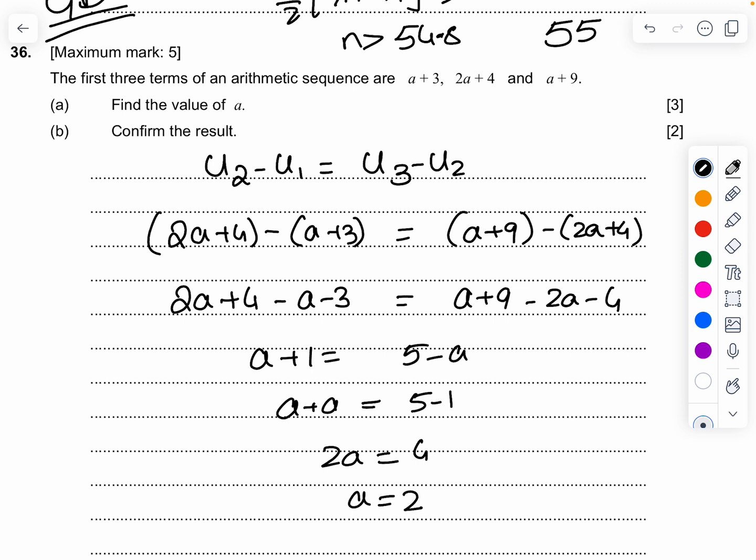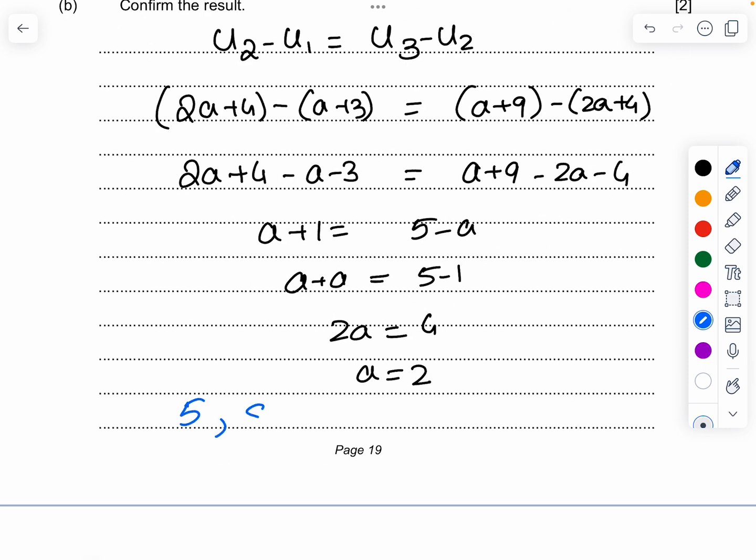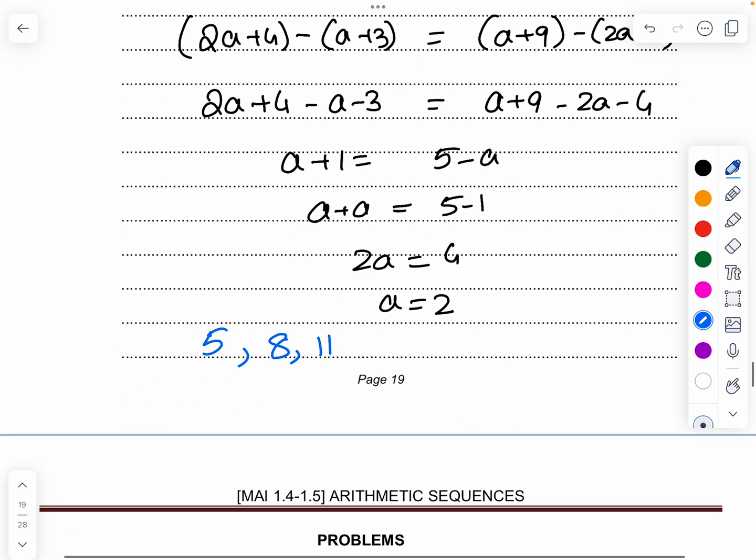Confirm the result. So if a equals 2, this becomes 5. 2 plus 3 is 5, and 2 times 2 plus 4 is 8, and 2 plus 9 is 11. So what are the terms? 5, 8 and 11. So we can see that the common difference is 3. Therefore, it is correct.